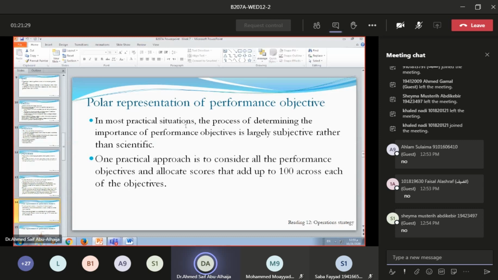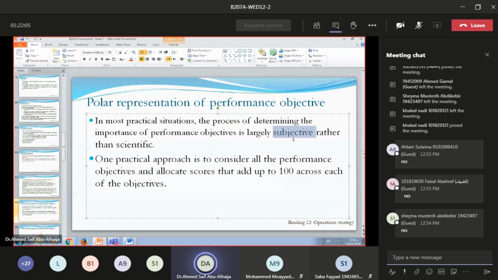In most practical situations, the process of determining the importance of these objectives. Which one has more importance? Is it the flexibility, the speed, the sustainability, the dependability, the cost, or the quality? They are all important, we know that, but which one has more importance? The process of determining the importance of performance objectives, as we said, is largely subjective.